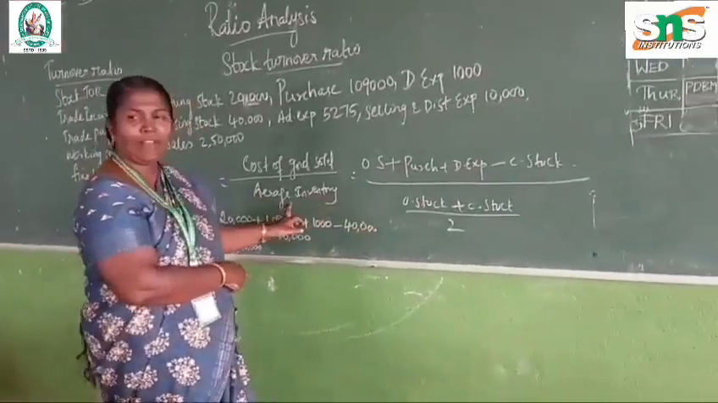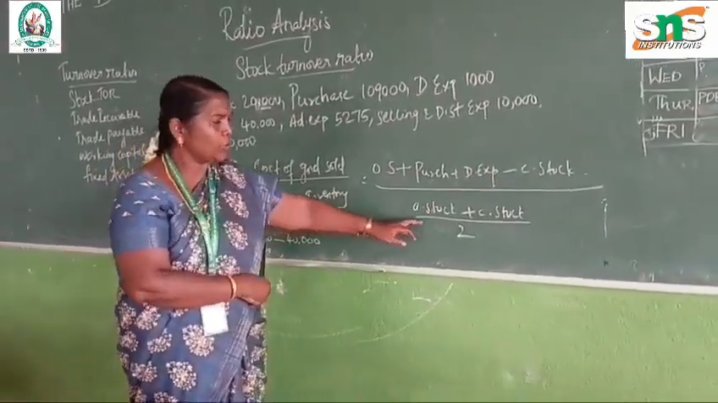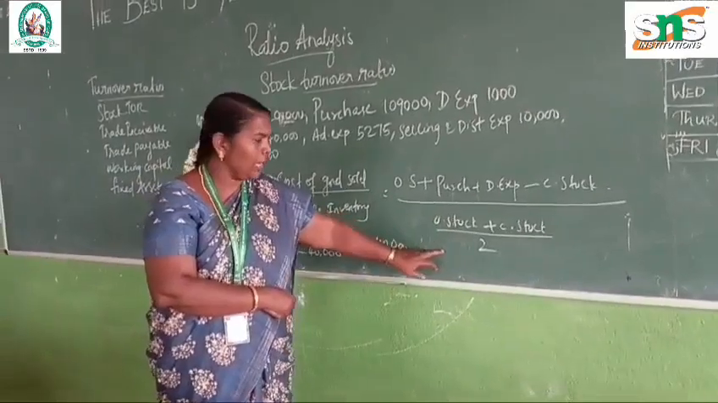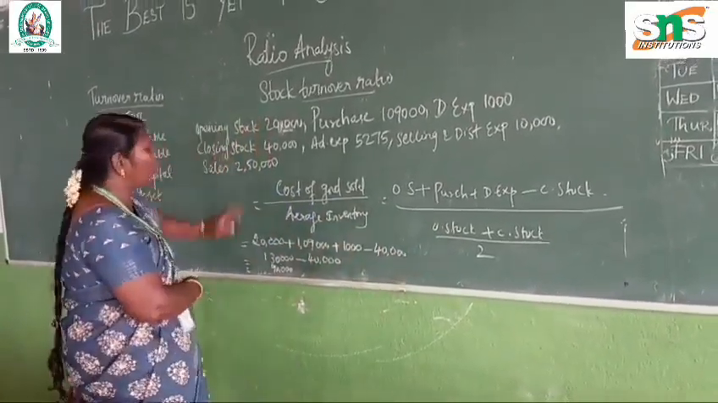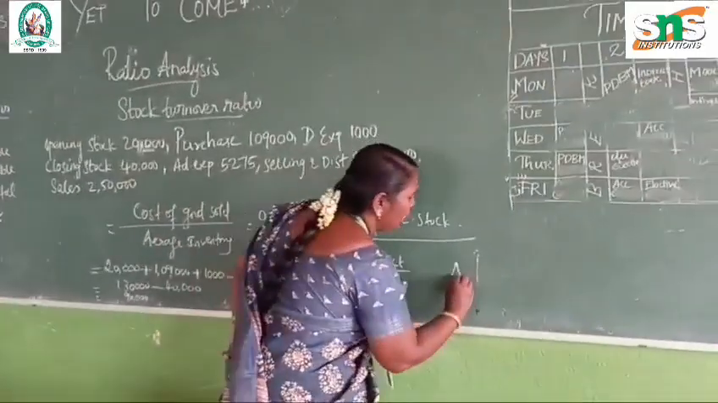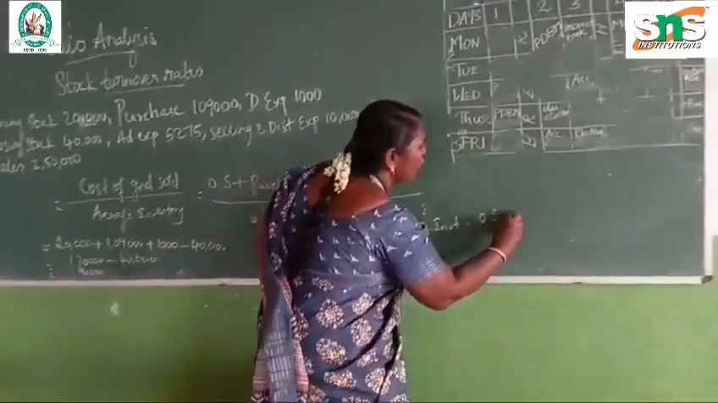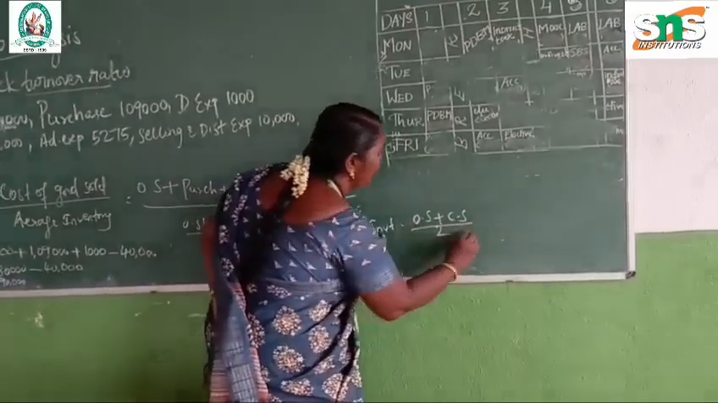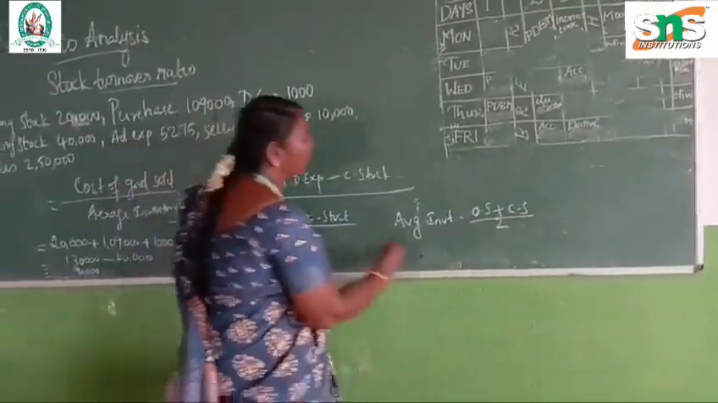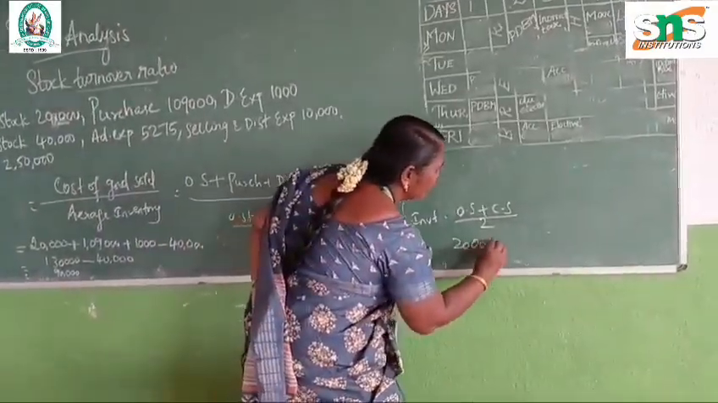Now we will find out the average inventory. The formula is opening stock plus closing stock divided by 2. What is the opening stock? 20,000. Now we will find out average inventory: opening stock plus closing stock divided by 2. Opening stock is 20,000.